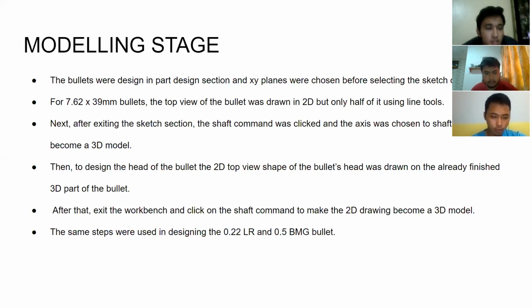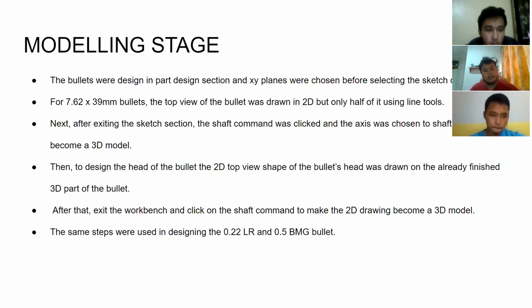The first step is that the bullet was designed in the part design section, and the XY plane was chosen before selecting the sketch. Then for the 7.62 times 39mm bullet, the top view of the bullet was drawn in 2D, but only half of it using two lines. After sketching it in 2D, we exit the workbench, and then we click on the shaft command to make the bullet a 3D model.